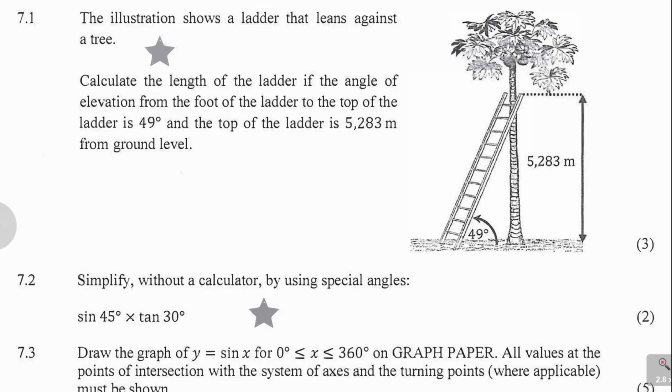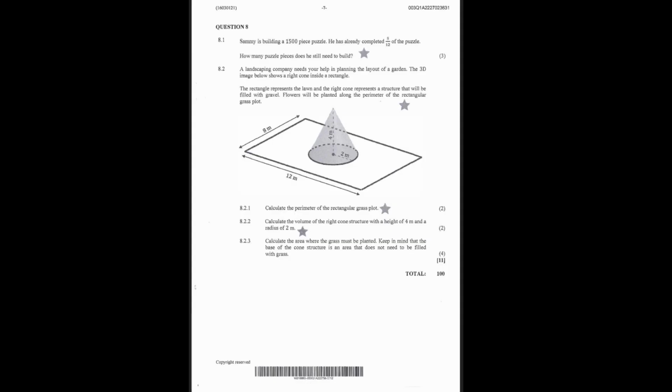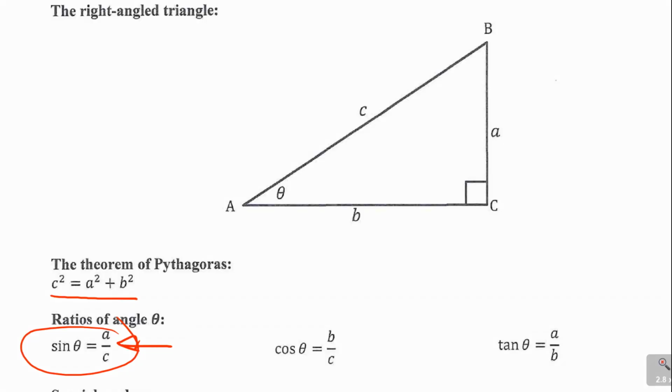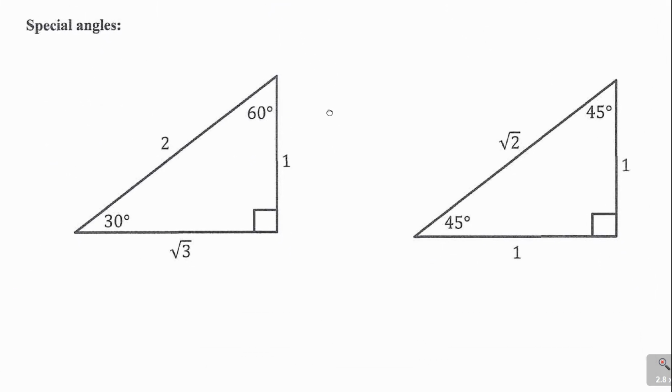The next one is 7.2. Simplify without a calculator by using special angles. And the special angles are here. Let's look at this. You will have special angles somewhere here. Let's go down. These are the special angles. Okay, do you see this? So we want to simplify using that.